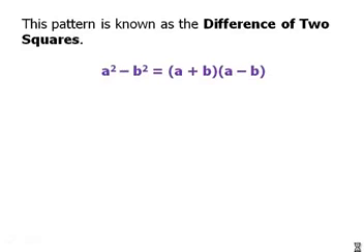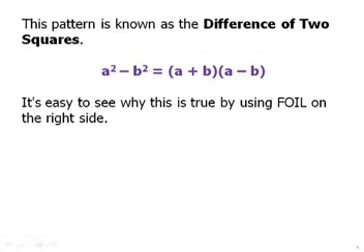This new pattern we're learning is known as the difference of two squares. And as the name says, it's just one square minus another square. So a squared minus b squared, and this factors into a plus b times a minus b.